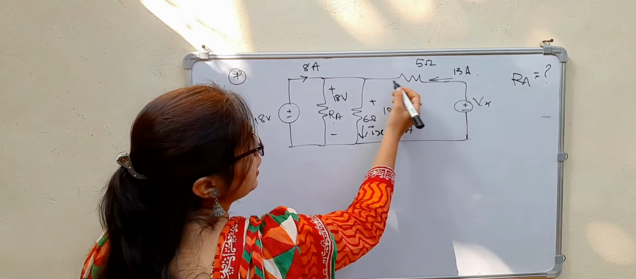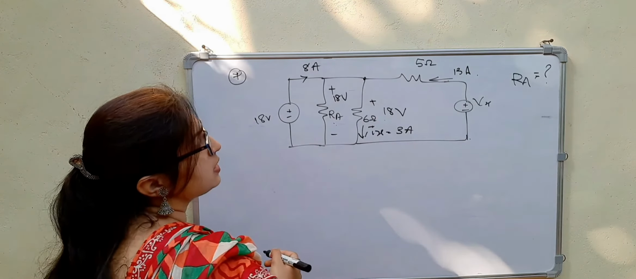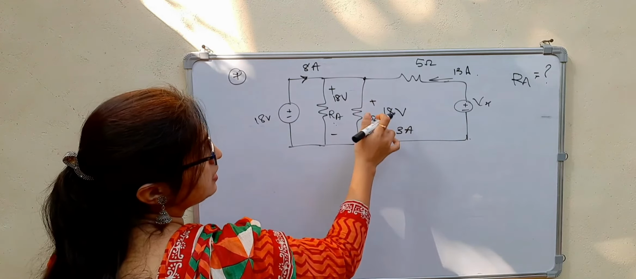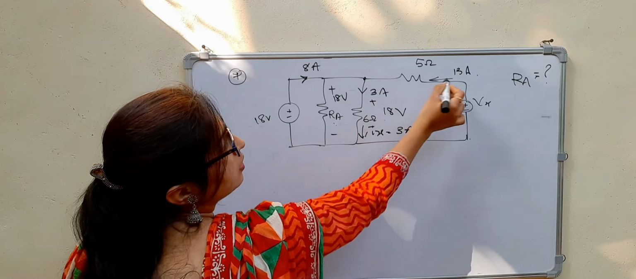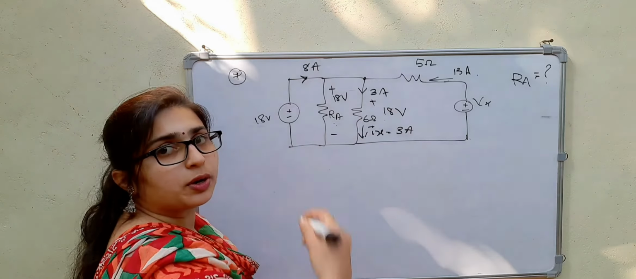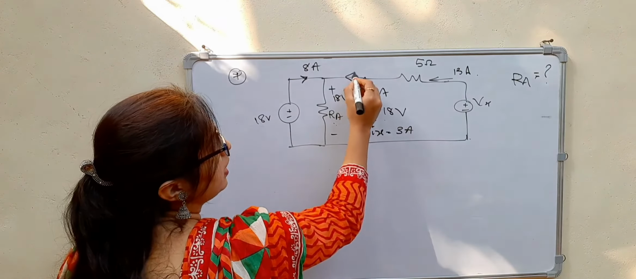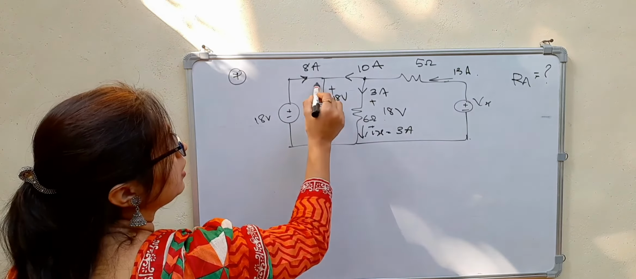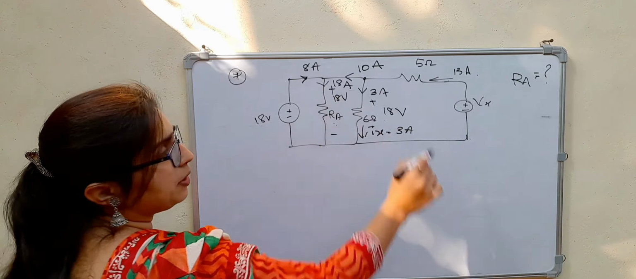See here, 13 ampere is flowing towards this. Okay. So what happens? This is 8 ampere. See, this is 3 amperes. Means 13 and 3, so remaining is 10 amperes. That is flowing here. Okay. Then 8 and 10. Here it will be 18 amperes.